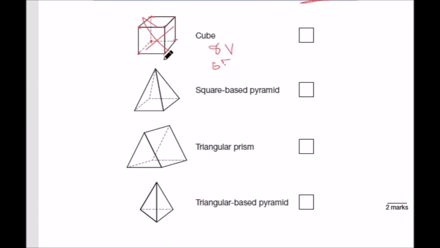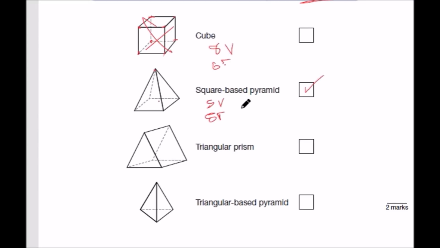Square base pyramid, well, we can see we have 4 corners and 1 at the top, so that's 5 vertices. Faces, we have 1 at the bottom and because it's a square base, we have 1, 2, 3, 4. So we have a plus of 1 at the bottom, so we have 5 faces, yep. So the answer is yes.